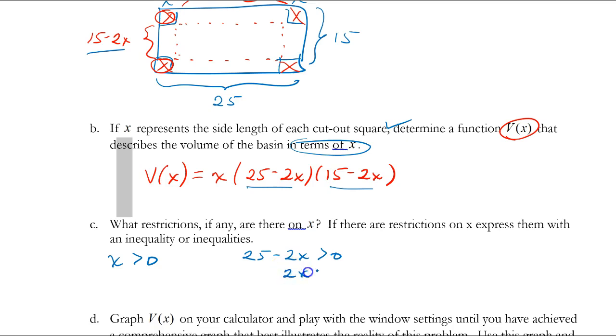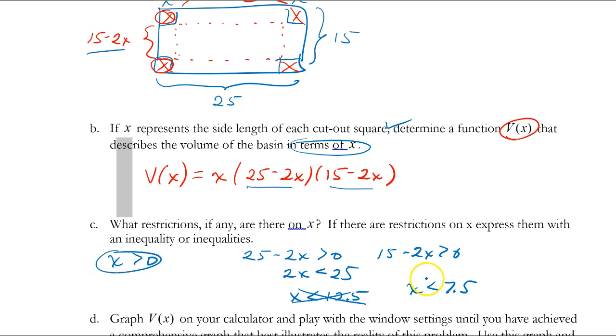Well, this leads to 2x needing to be less than 25, so x needs to be less than 25 over 2, which is 12.5. And similarly, 15 minus 2x must be greater than 0, and that leads to x needing to be less than 7.5. Well, which one of these conditions wins out? If x must be less than 12.5 and x must be less than 7.5, then clearly this one can be dropped. And so we see that x must be greater than 0 while simultaneously being less than 7.5.